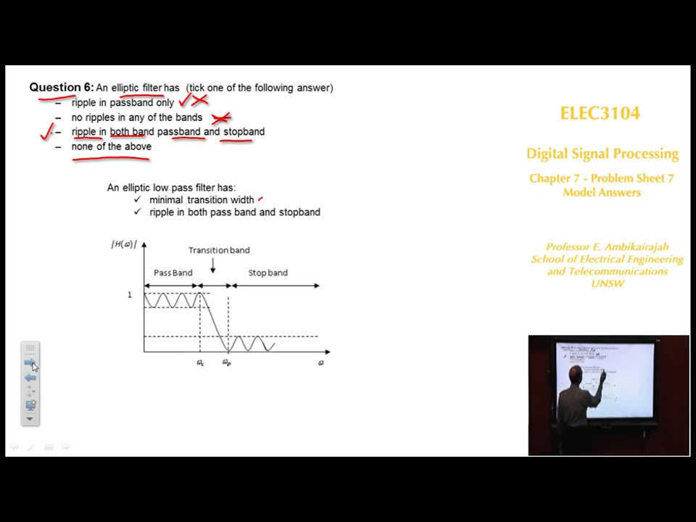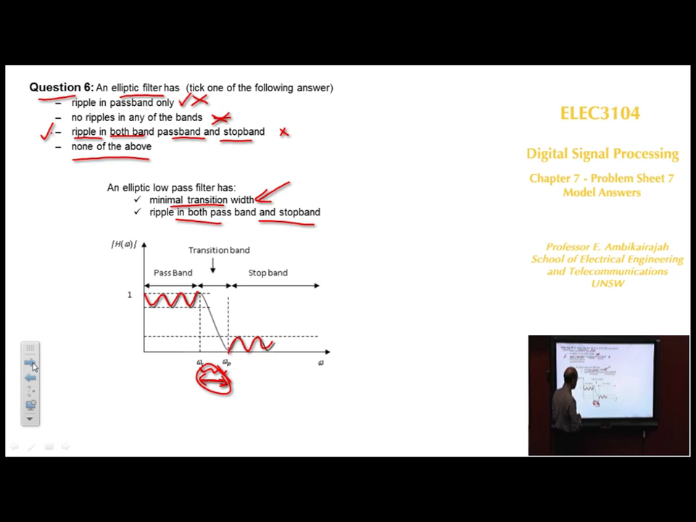It has got minimum transition band, which we didn't put in here at all. But ripple in both passband and stopband. So if you look at the elliptic filter, it has got ripple in the passband and ripples in the stopband, and that distance is minimum compared to other filters. You can design a 20th order Chebyshev filter, Butterworth filter, and elliptic filter with the same specification. And when you finish the design, you go and measure the transition band. This is the one which has the minimal transition bandwidth compared to the others.